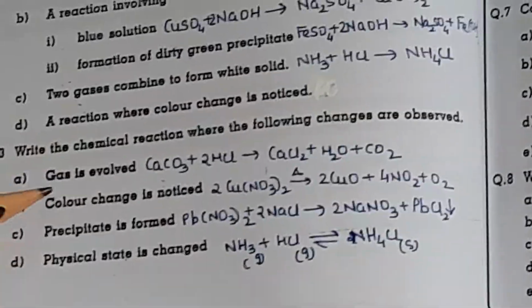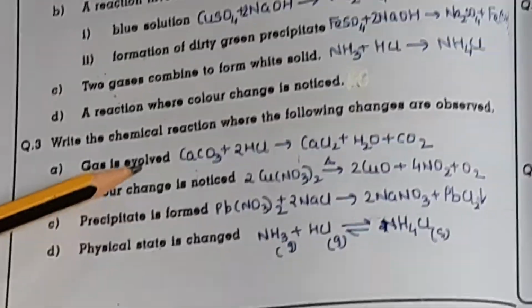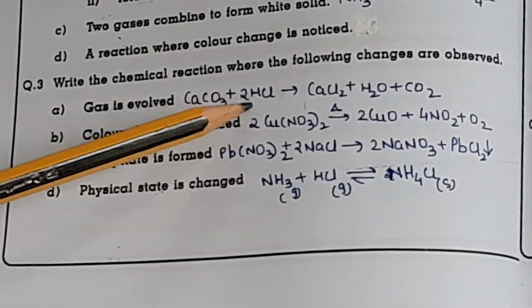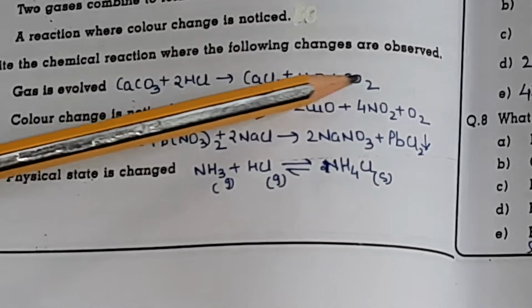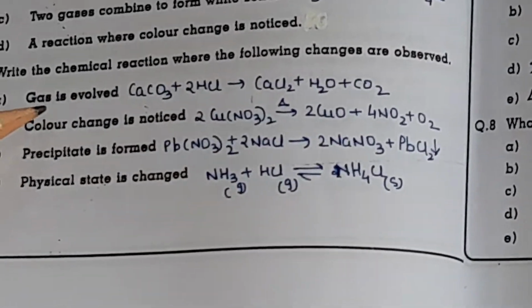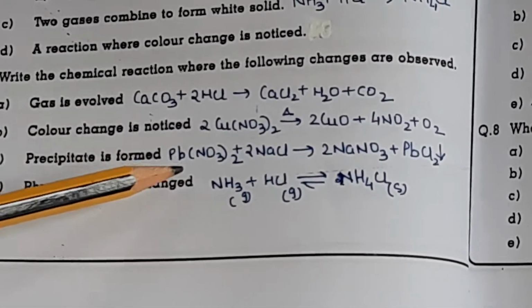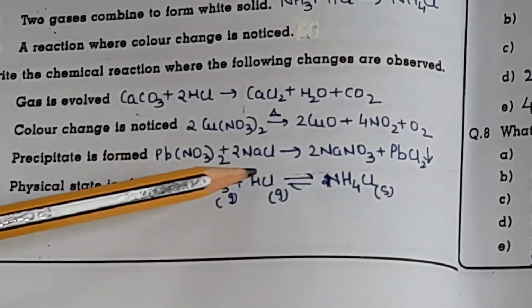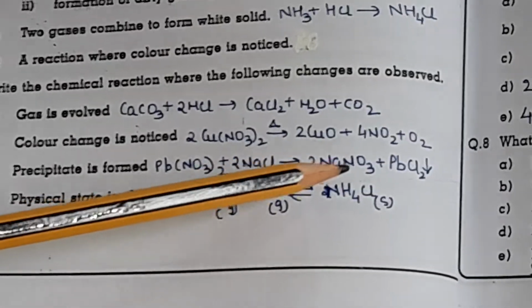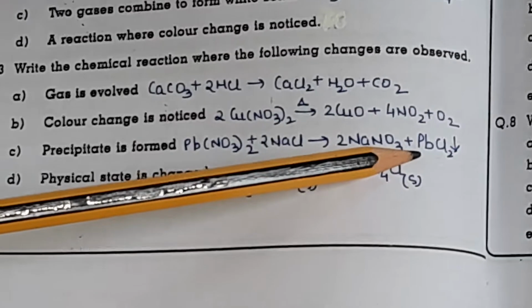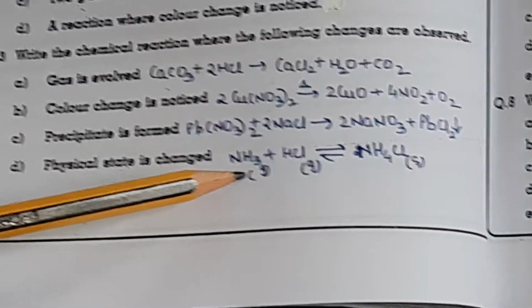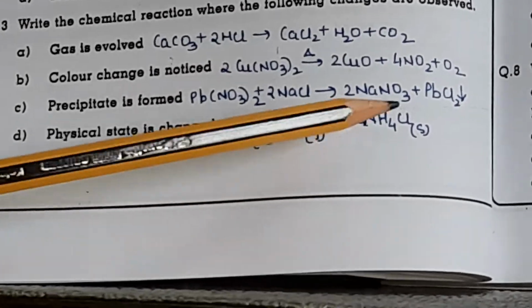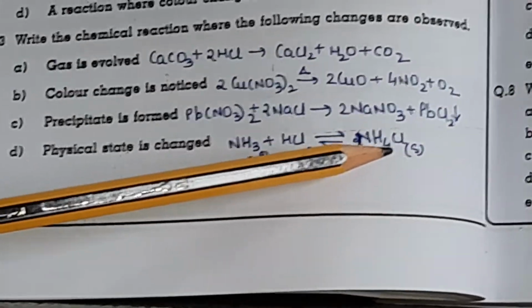Okay. Now question 3, gas is evolved. So CaCO3 plus 2 HCl will give CaCl2 plus H2O plus CO2. So gas evolved is carbon dioxide. This we already saw. Precipitate formation, Pb(NO3)2 plus 2 NaCl will give you 2 NaNO3 plus PbCl2. This is a white color precipitate. Physical state is changed. Two gases, NH3 plus HCl will give you NH4Cl. This is a solid. Okay.